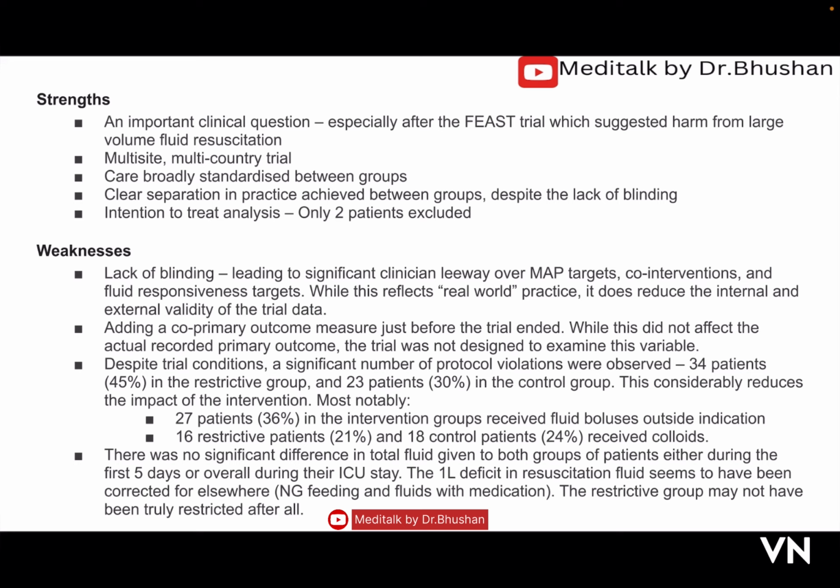There was no significant difference in total fluid given to both groups of patients either during the first 5 days or overall during their ICU stay. The 1 liter deficit in resuscitation fluid seems to have been corrected for elsewhere, through NG feeding, fluid with medication. The restrictive group may not have been truly restricted after all.